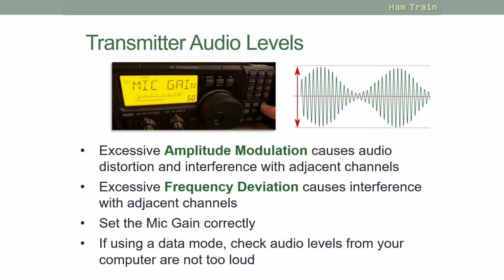You've got to set the mic gain correctly. Here you can see a picture of a radio with a mic gain. So you set that so that your microphone doesn't distort and isn't too quiet. And if you're connecting a computer through all of this, you need to check that the audio levels from your computer aren't too loud. Again, it can cause distortion or interference with other channels.